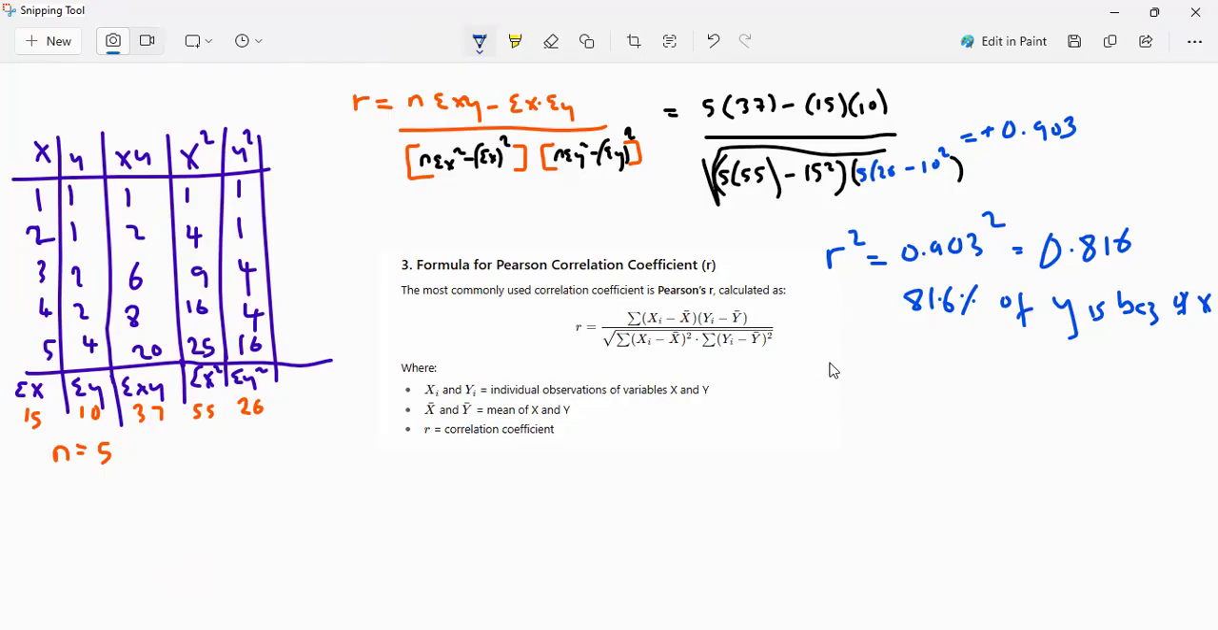Then our b, which is the gradient. How do you find the gradient? Summation of what? Summation of x, the top part here, y, minus summation of what? Summation of x times summation of y, all right, over what? The variation in x: summation of x squared minus summation of x to the power 2.